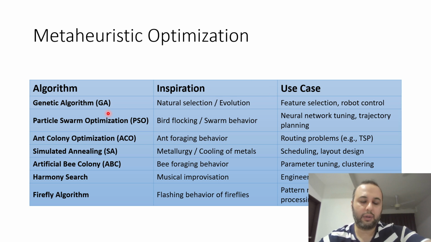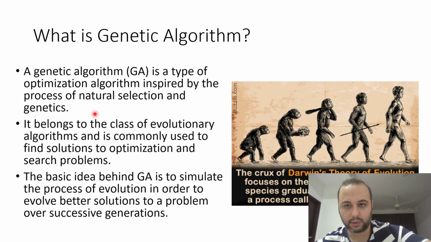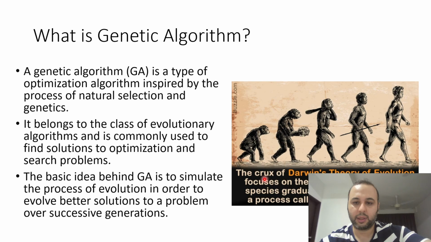Most of these kinds of algorithms have a nature-based inspiration. Most of them monitor the behavior of natural phenomena, and they model it mathematically to create mathematical algorithms. For instance, the genetic algorithm is based on the Darwin theory of evolution. GA is a type of optimization algorithm inspired by the process of natural selection and genetics.